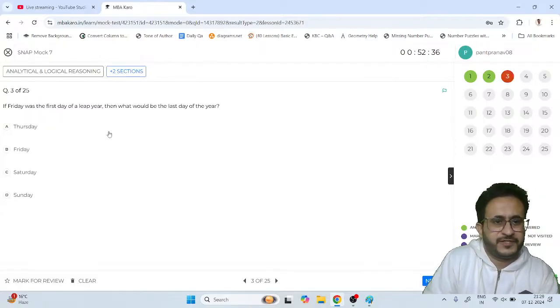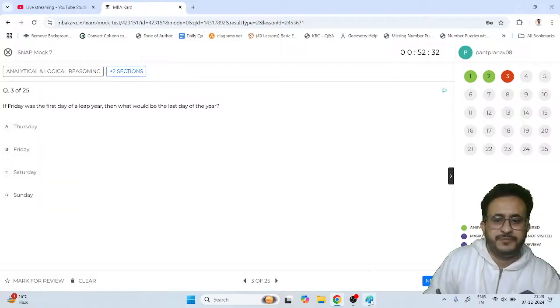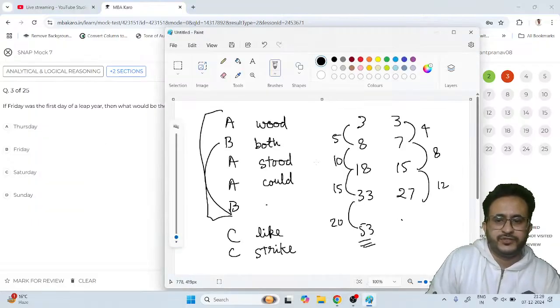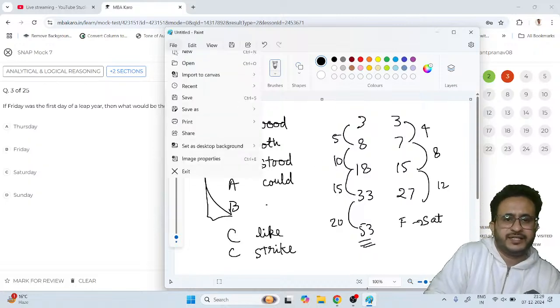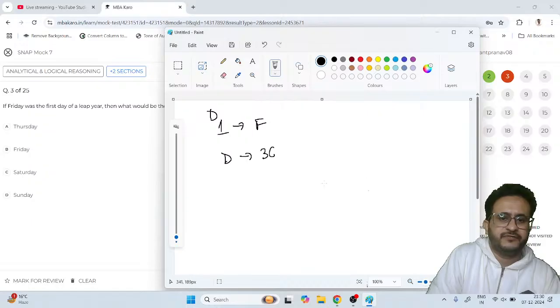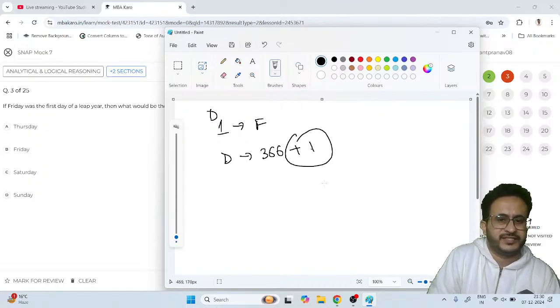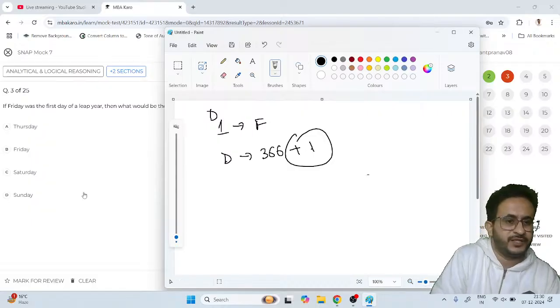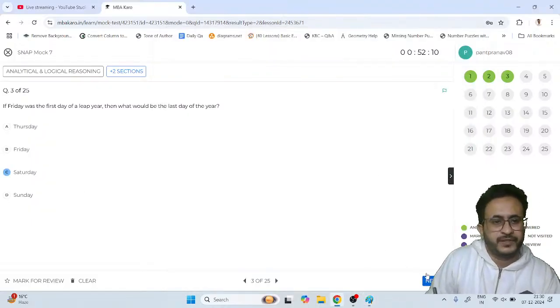If Friday was the first day of a leap year, what would be the last day of the year? So Friday is the first day. Leap year has 366 days. So Friday will end in Saturday. Because a leap year has 366 days, day one is Friday. Day 366 will mean we add one to the existing day, right? 52 into 7 plus 1. So it will be Saturday.